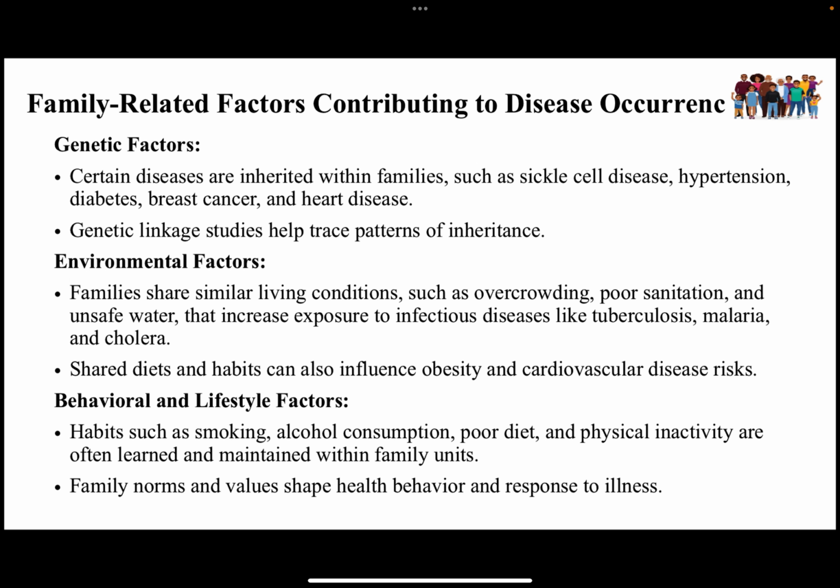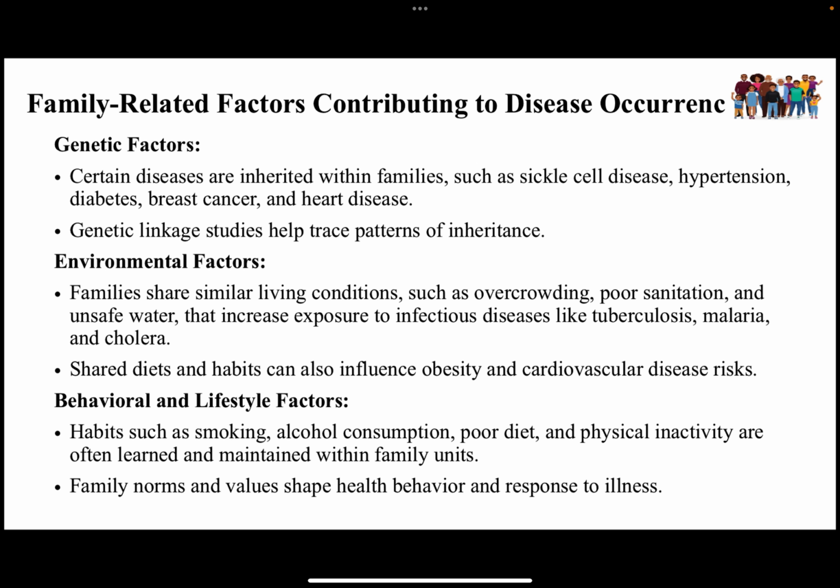Now with regards to the last point, which is the behavioral and lifestyle factors, most families also share certain habits, such as smoking, alcohol use, or even physical activity.